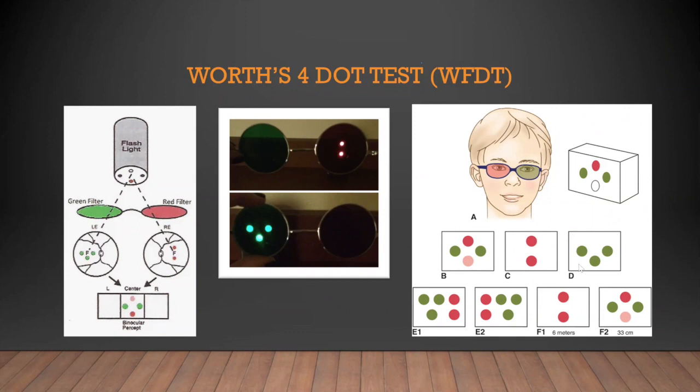Now, what does D imply? Anyone can raise your hands, or you can type in the chat box, whatever you're comfortable with. Correct. It is your right eye suppression. That means you're not seeing with the right eye and you're only seeing the 3 dots with your left eye. Now, what does E1 imply?